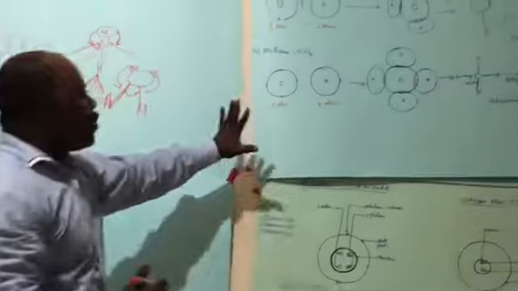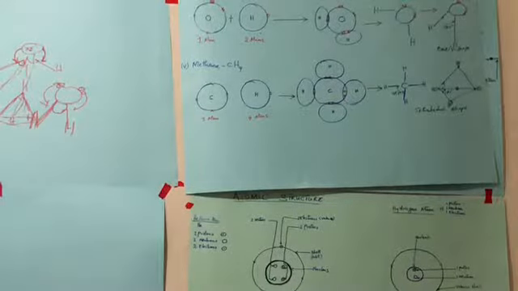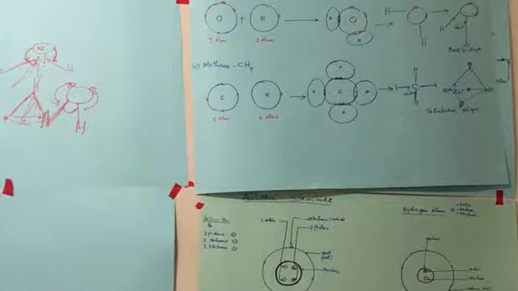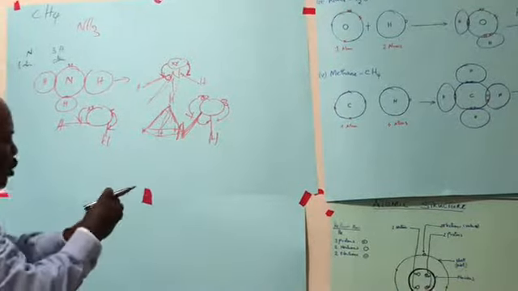The last example on this is methane. Carbon has how many electrons in the atomic shell? Methane is this compound, CH4.